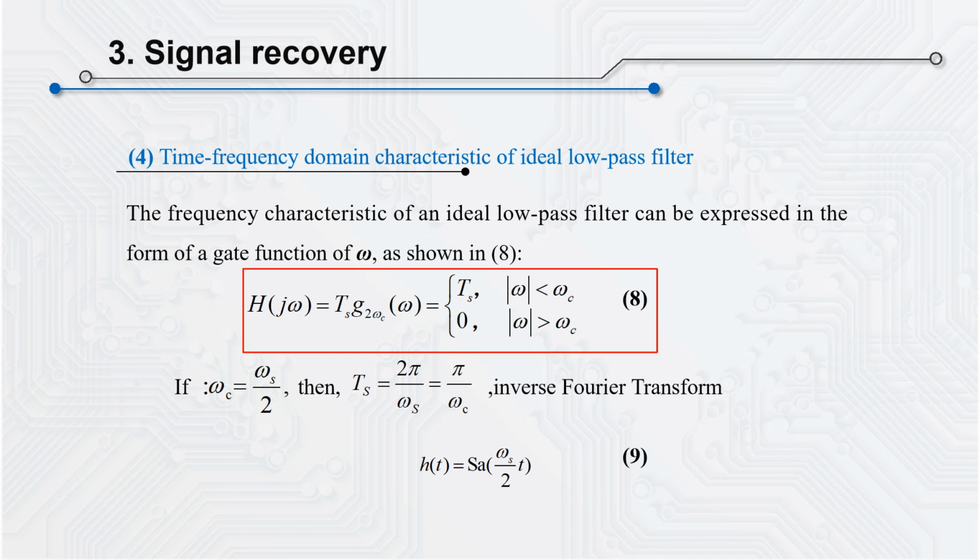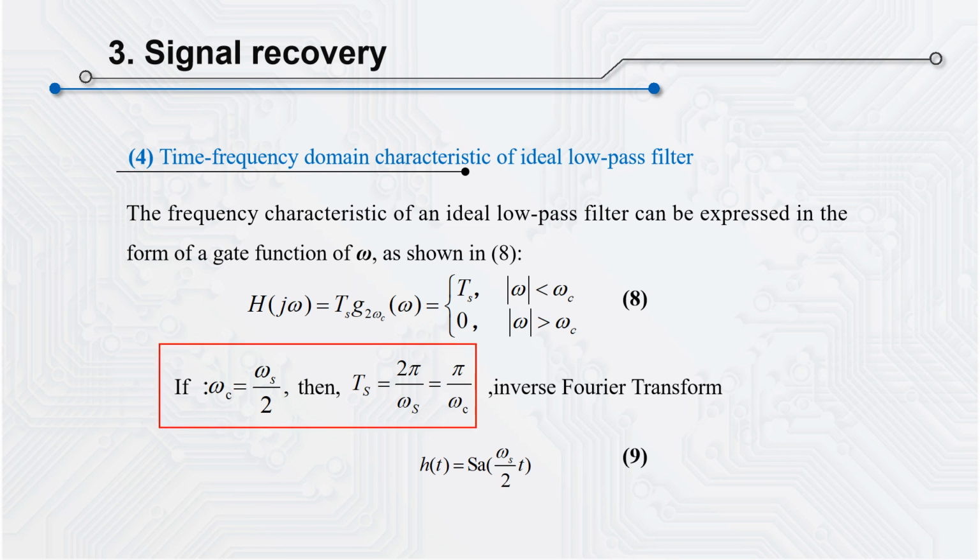It is a gate function. Its width is 2 omega c. Its amplitude frequency characteristic is Ts. Obviously, its frequency domain characteristic is a gate function. We know that a gate in the frequency domain corresponds to the sample signal in the time domain. Here, if the cutoff frequency of the low-pass filter is omega s over 2, at this time, its time domain sampling interval Ts should be pi over omega c.